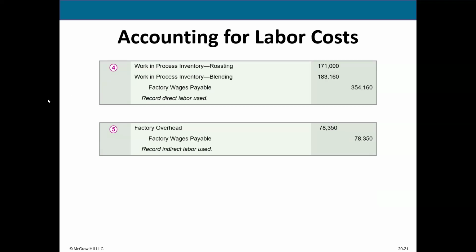Secondly, I need to allocate my direct labor costs, which is very straightforward. I debit work in process inventory for each department, and I credit factory wages payable to recognize the direct labor used in the manufacturing process. I also need to recognize any indirect labor used in the manufacturing process. So I debit factory overhead and I credit factory wages payable. Remember, indirect labor, these are like your supervisors' salaries.